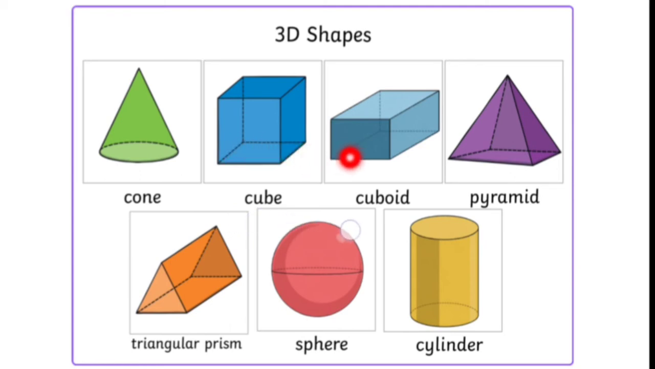This is a cuboid. Now what is the difference between a cube and a cuboid? Cube is actually having all faces as squares, but the cuboid is having faces as rectangles. Okay. For example, your erasers, your compass box, they are in the shape of a cuboid. So this is a cuboid.